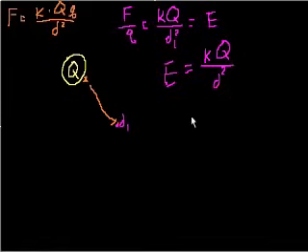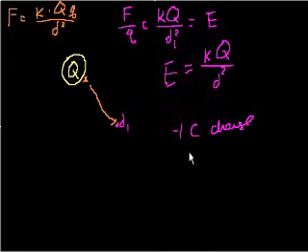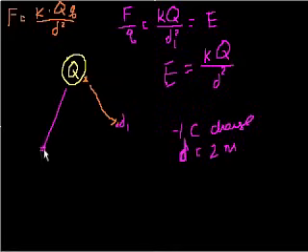For example, let's say I have a -1 coulomb charge, and the distance is, let's make it easy, 2 meters. So first of all, in general, what is the electric field 2 meters away? So what is the electric field out here? It's 2 meters away, and it's radial, so it's actually along this whole circle. What is the electric field there?